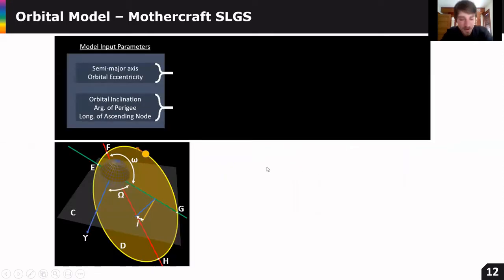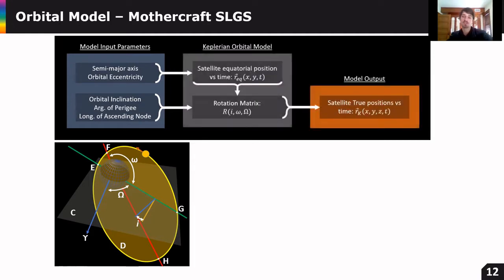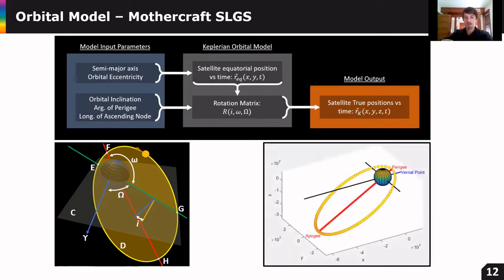So there are 5 main parameters which describe how an orbit is oriented around a primary body, in this case Earth. And I created a model which allows you to input these 5 parameters, and then it uses Kepler's equations to determine the three-dimensional positions of the mothercraft over time. And so here's kind of an animation or a picture of what my model would output for a given orbit with an inclination and given eccentricity.